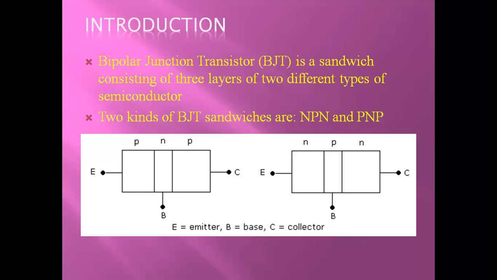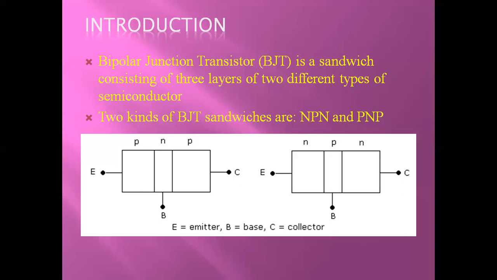Those are the emitter, base, and collector. E refers to the emitter, B refers to the base, C refers to the collector. PNP specifies the forward mode of conduction of electricity. NPN refers to the reverse biased condition of the transistor. So a transistor comprises three different layers.